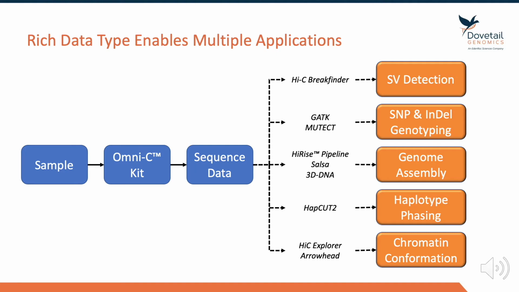So the idea here is that from a single Omni-C library prep, you'll be able to do large structural variation detection, you'll be able to do SNP and InDel genotyping, you'll be able to perform genome assembly and haplotype phasing, and again, you're still going to be capturing that 3D genome architecture that's found in Hi-C data.